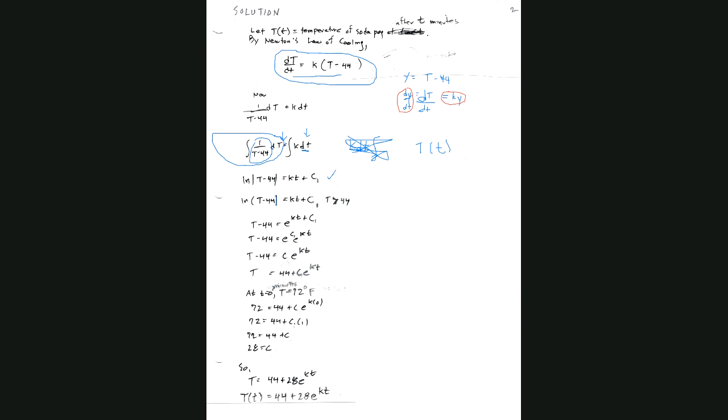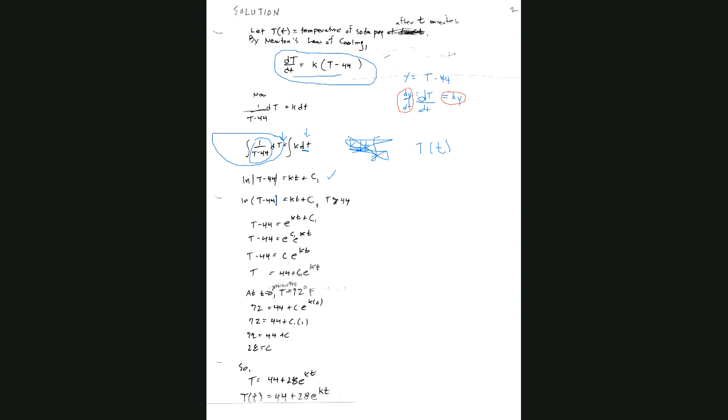The temperature of the soda pop is going to cool down to what the fridge temperature is. But the temperature of the soda pop is always going to be more than 44 degrees Fahrenheit, right? Because the soda pop starts out at 72 degrees. You put it in the refrigerator, it's going to cool down to 44 degrees, because the fridge's temperature is 44 degrees. But it's never going to go below 44 degrees. So there's no chance that t minus 44 is going to be negative.